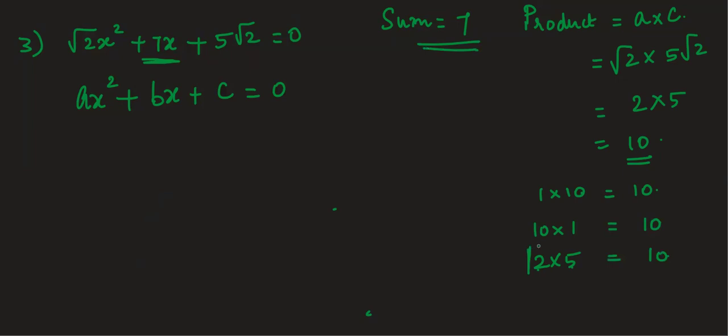So it's easy for us, it's in positive mode only. 2 plus 5 is equal to 7, and if I multiply the two numbers, I'm getting 10. Which means the pair which I should choose is 2 and 5. So in the place of 7x, we will split and write it as 2x plus 5x.